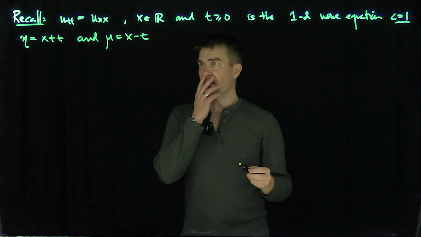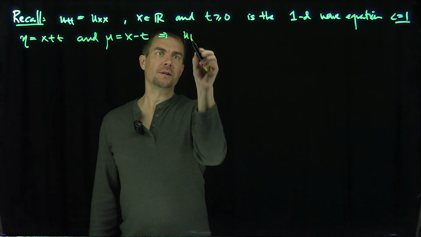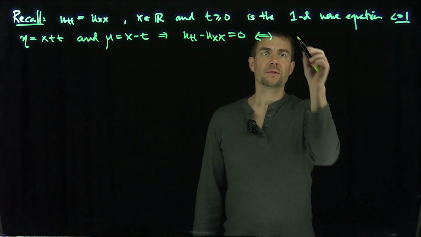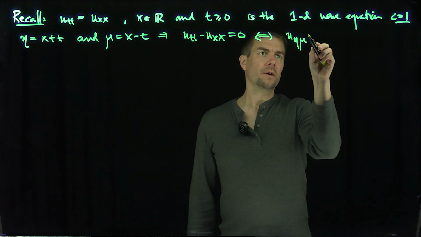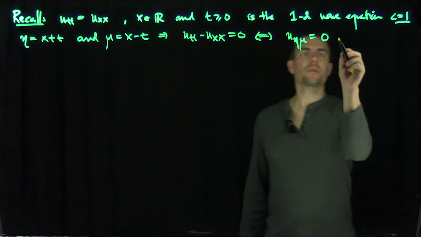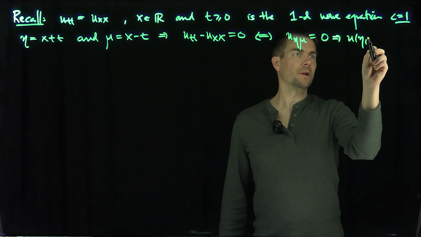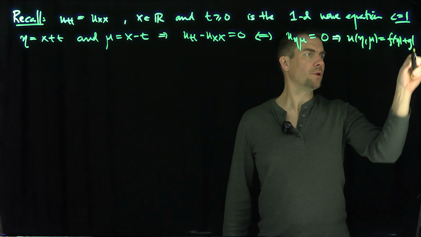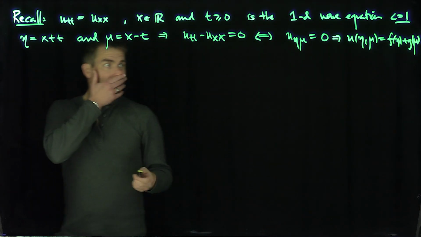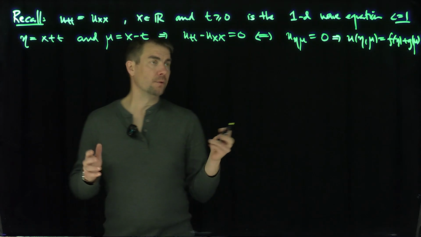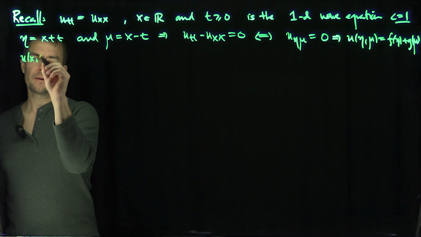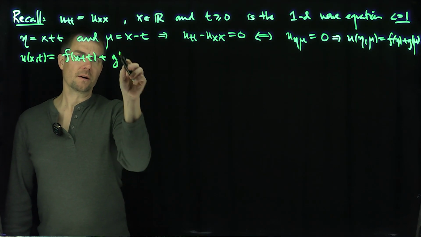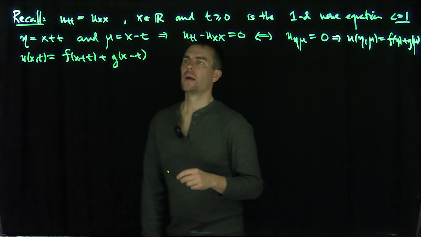And in these new coordinates, eta and mu, the wave equation becomes what? Then u_tt minus u_xx equals 0 is equivalent in the eta, mu coordinates to u_eta mu equals 0, and this tells us, therefore, that the solution in the eta, mu coordinates is going to be f of eta plus g of mu. So let's think about this for a second. That's the general solution. So our solution u of x, t is going to be an arbitrary function f of x plus t plus g of x minus t. Okay, excellent. So that's the basic solution.